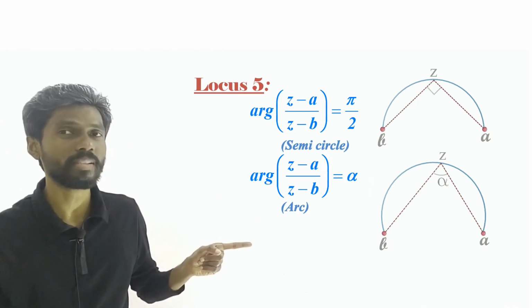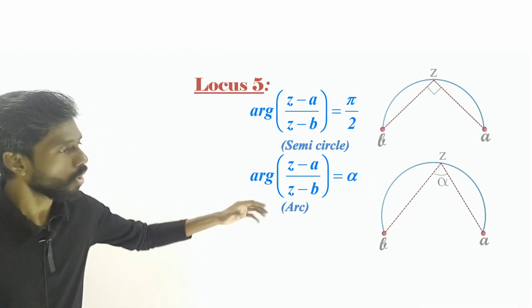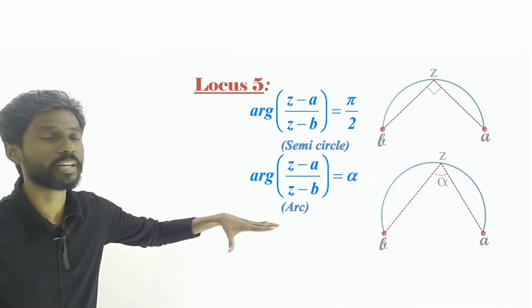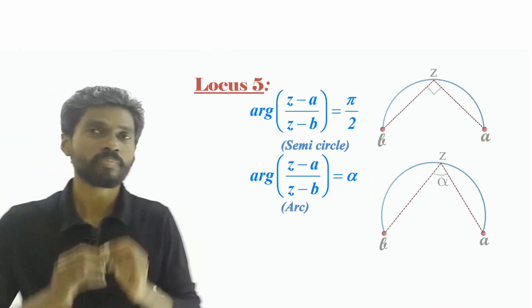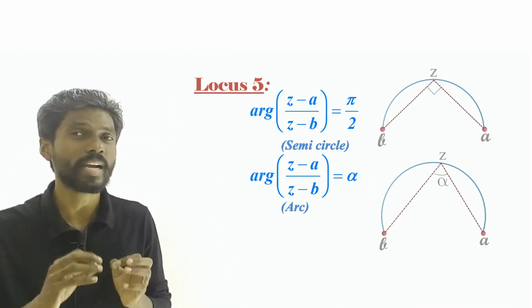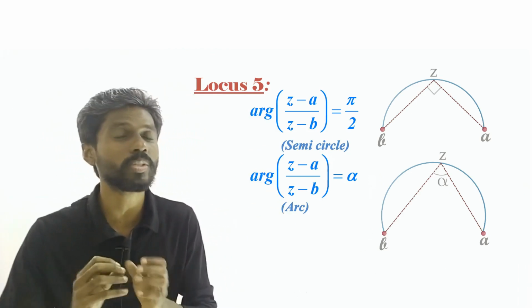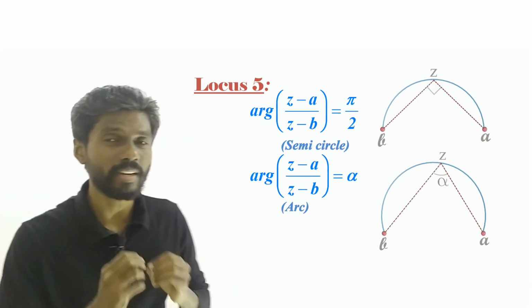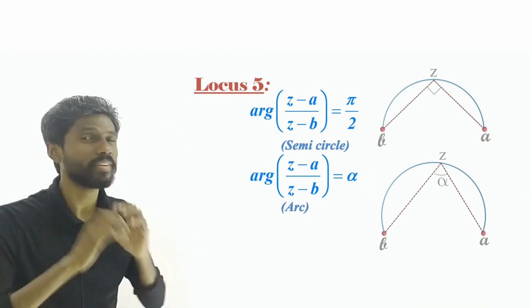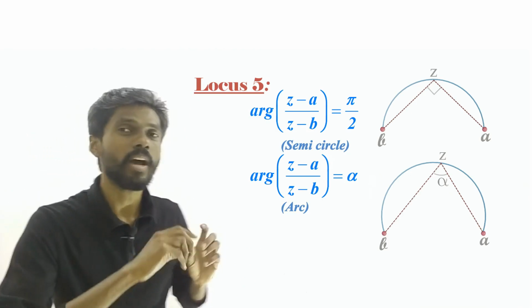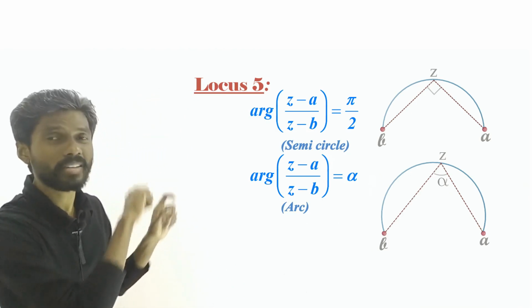That is 180 minus, and also the direction is opposite. So we have to take only one arc of the circle. So this is the next locus. In general, the argument of (z minus a) by (z minus b) equal to some constant angle alpha is a circle. Okay, if not the complete circle, at least it is a part of the circle, right? One arc of the circle.